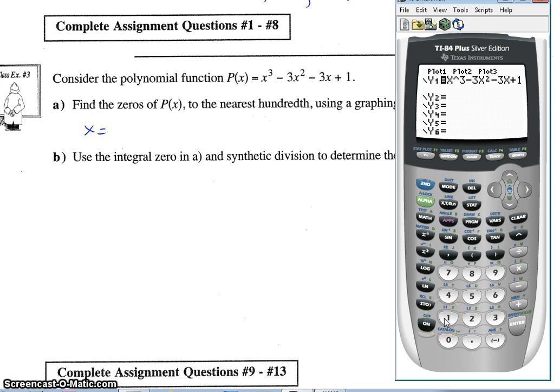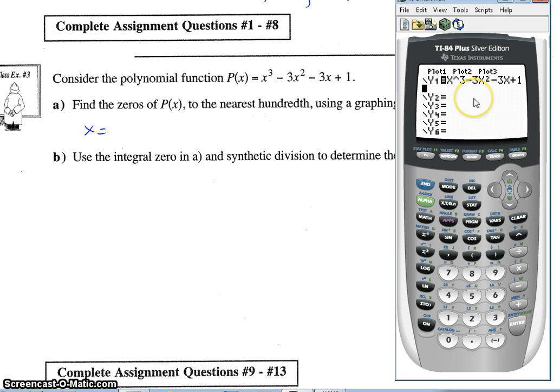Okay, so let's put that equation in y1. x cubed minus 3x squared minus 3x plus 1. Okay, so everything's entered in there correctly. We've got minus signs, not negative signs, right? There's the minus here versus the negative here.